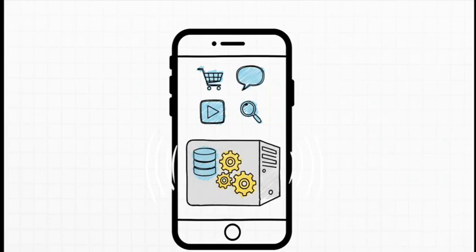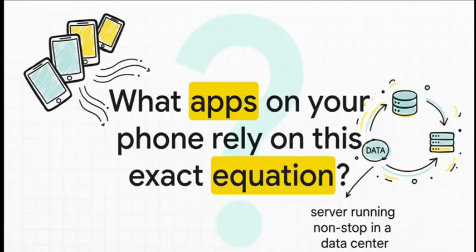And the most important thing to take away from this is that this isn't some abstract techie theory. This very equation, data plus a DBMS running on a server, is the hidden engine that's humming quietly behind pretty much every single app you use. From your social media feeds and online shopping carts to your banking and streaming services, this is what makes it all just work.